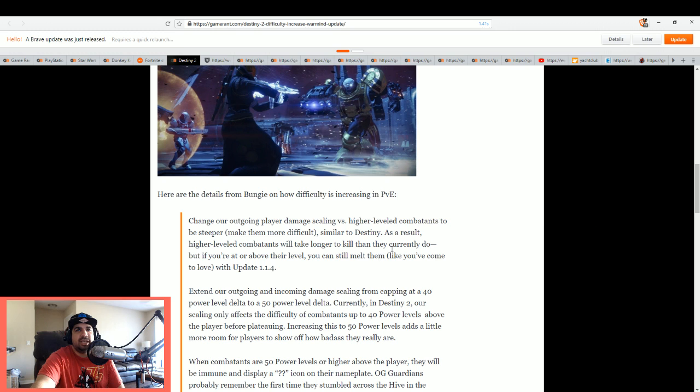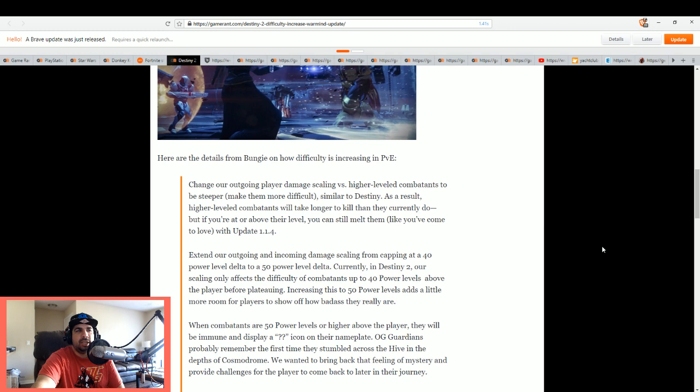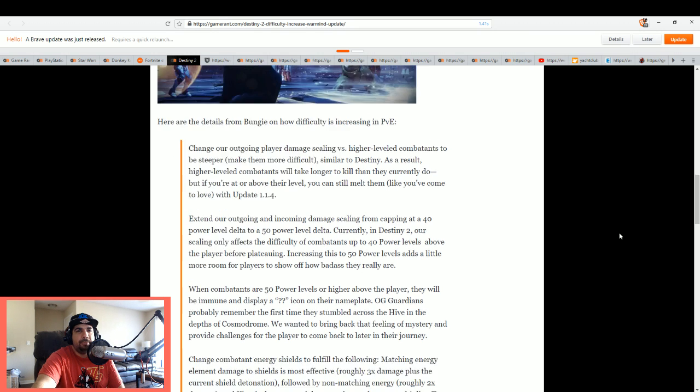Now, these are the details of how they're increasing that. Change our outgoing player damage scaling versus higher leveled combatants to be steeper, similar to Destiny. As a result, higher level combatants will take longer to kill than they currently do. But if you're above their level, you could still melt them, like with update 1.1.4.